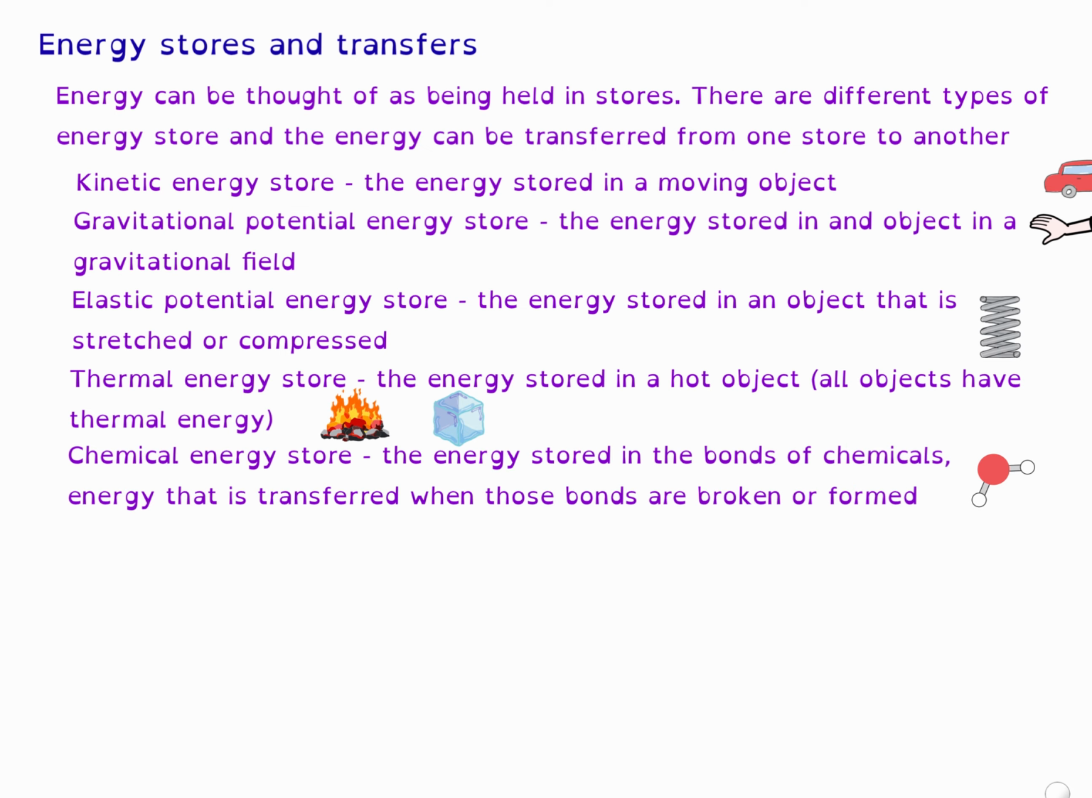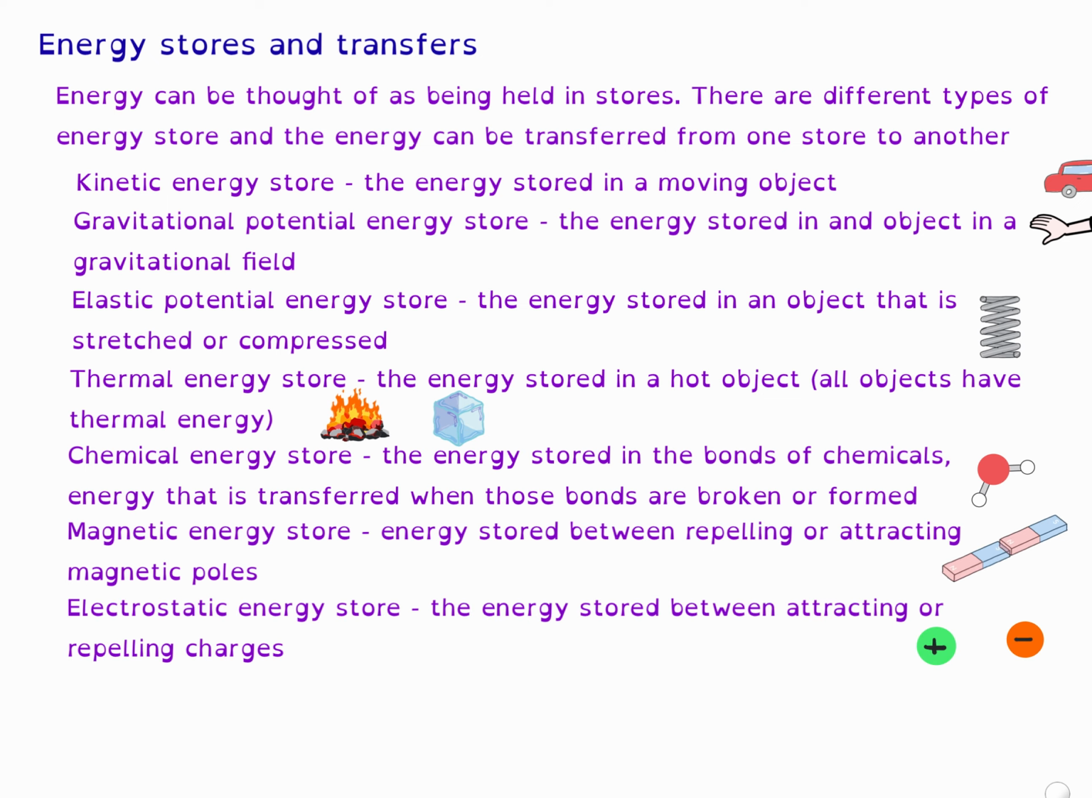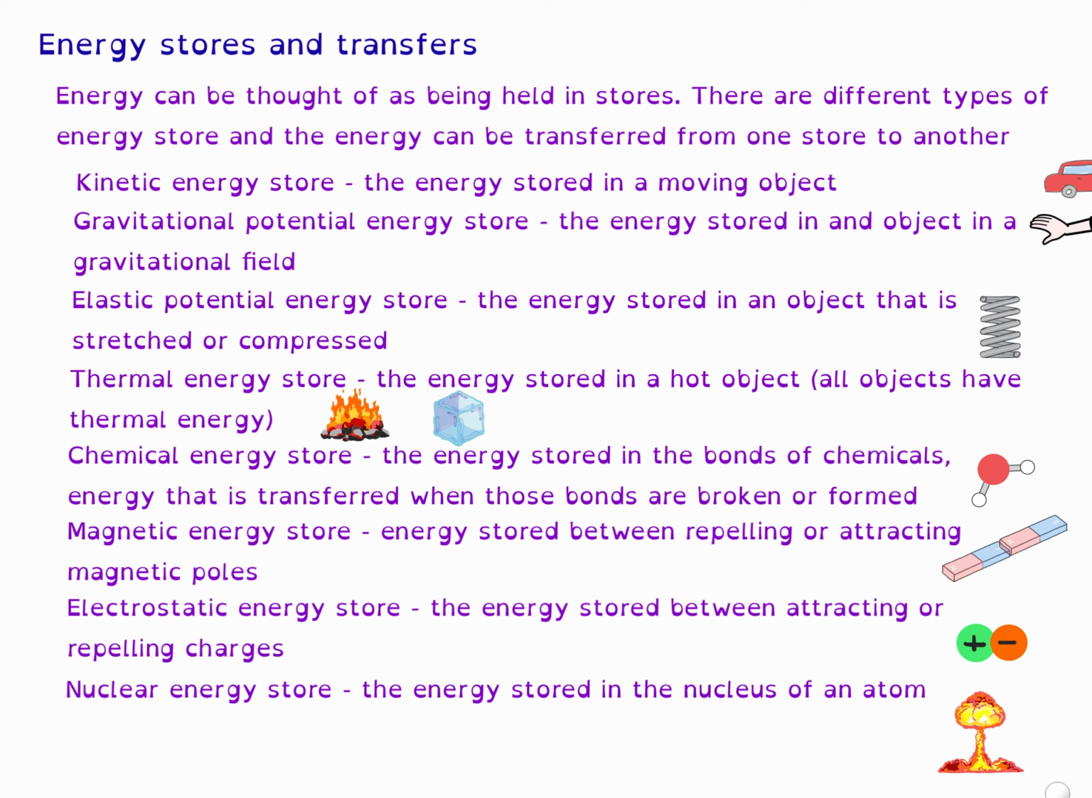Chemical energy store. The energy stored in the bonds of chemicals. This is energy that is transferred when these bonds are broken or formed. Magnetic energy store, energy stored between repelling or attracting magnetic poles. The electrostatic energy store, the energy stored between attracting or repelling charges. And the nuclear energy store, this is the energy stored in the nucleus of an atom.